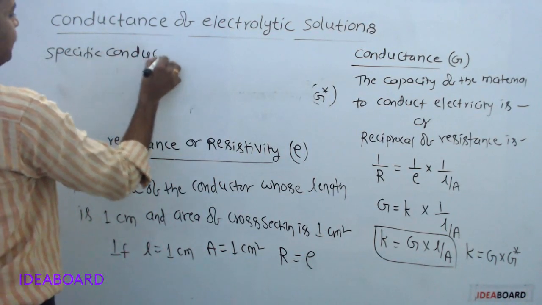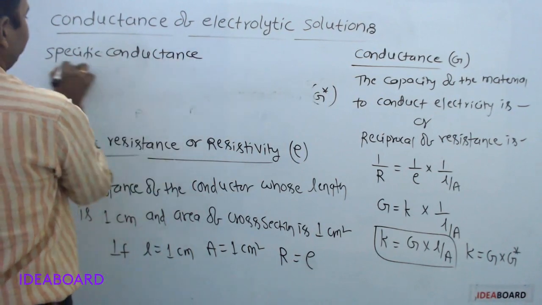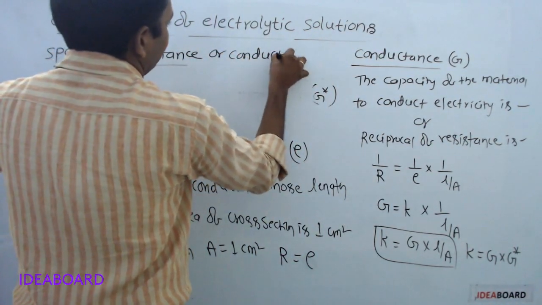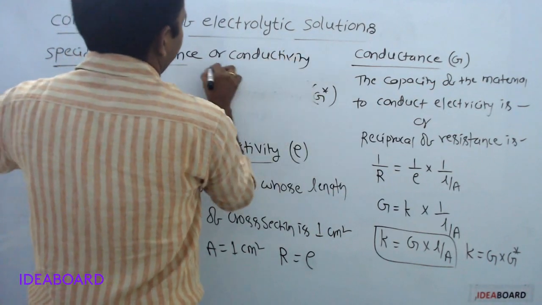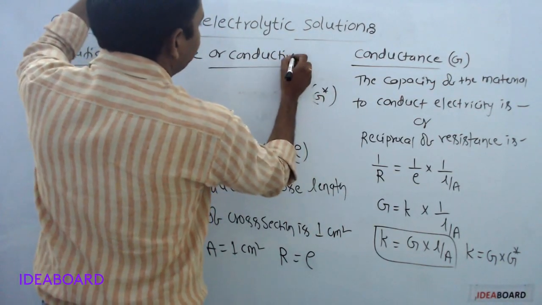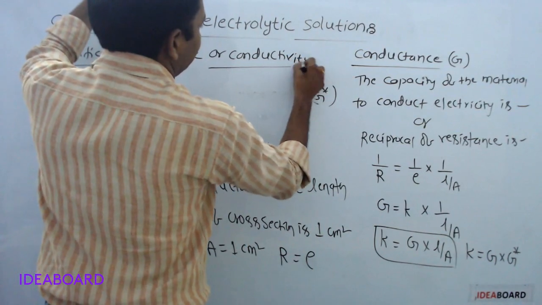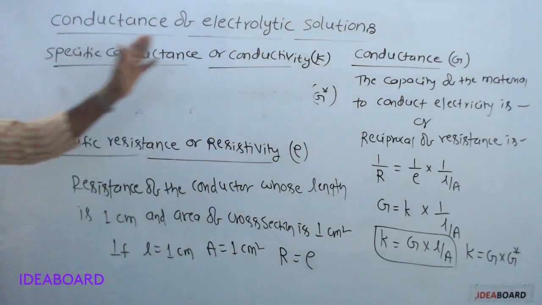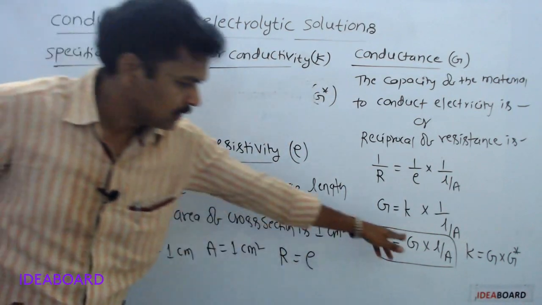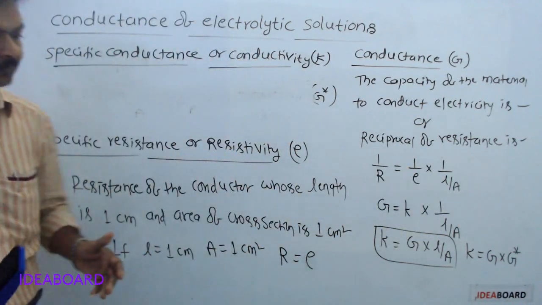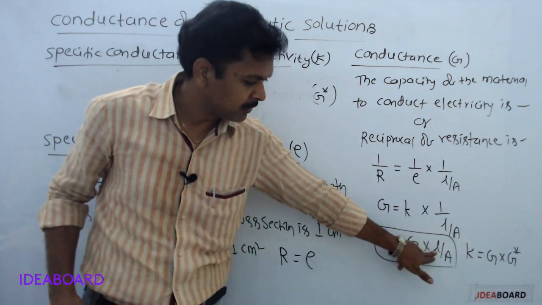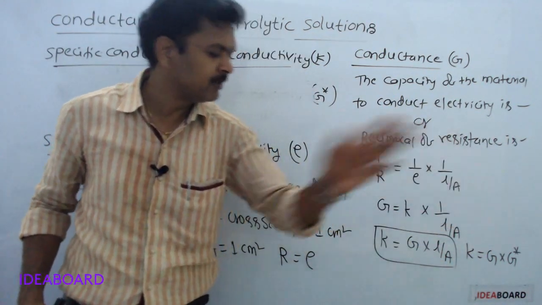Specific conductance or conductivity is nothing but conductance of electrolytic solution whose length is 1 centimeter and area of cross section is 1 centimeter square.